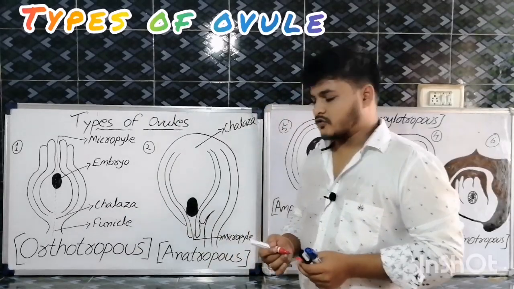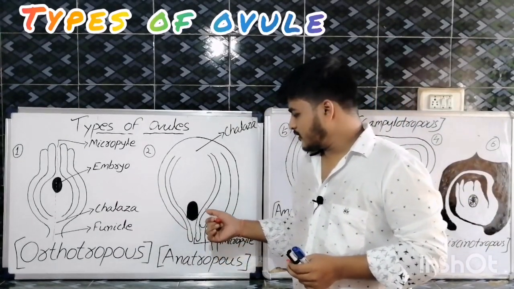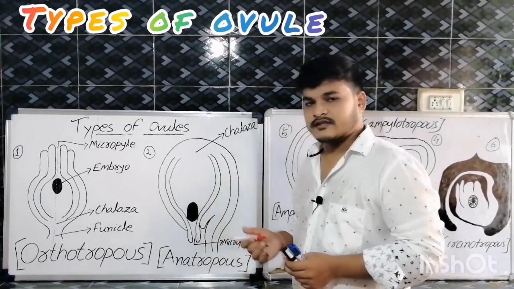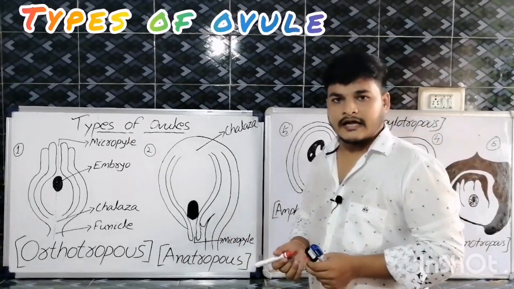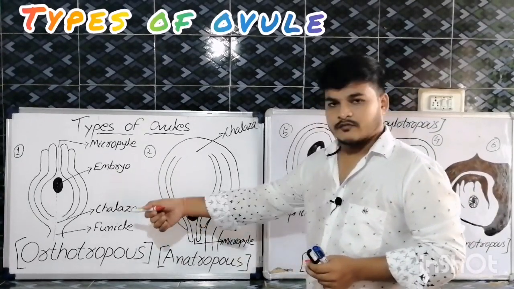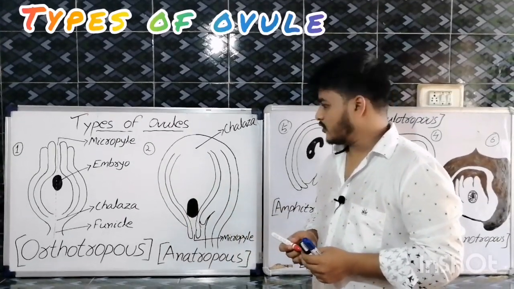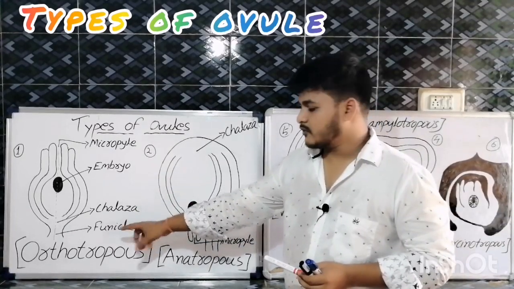Next, the anatropous ovule. In our previous videos, I already told a number of things about the anatropous ovule. It is the most common type, most commonly found in angiospermic plants. The orthotropous ovules are found in gymnospermic plants, these are found in angiospermic plants. Orthotropous ovules are mainly upright.